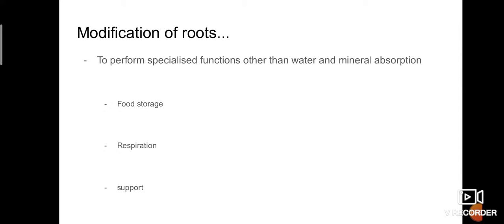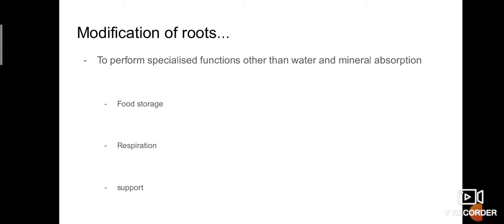What modification? Root modification. Okay, so to perform specialized functions other than water and mineral absorption. So we generally know that the typical functioning of root is what? Water and mineral absorption, isn't it? The water is absorbed from the soil, and minerals. Soil contains so many minerals. The minerals are rich in soil. Both are very much needed for the plant, and those substances are absorbed by the roots and transported to all parts of the plant through the stem, isn't it?